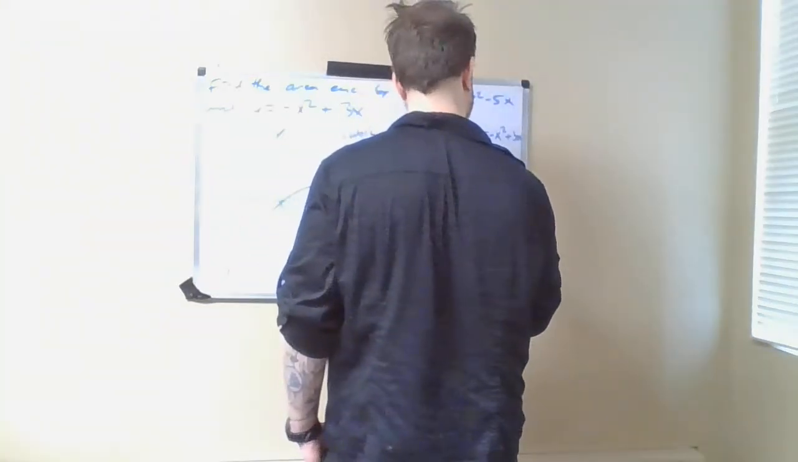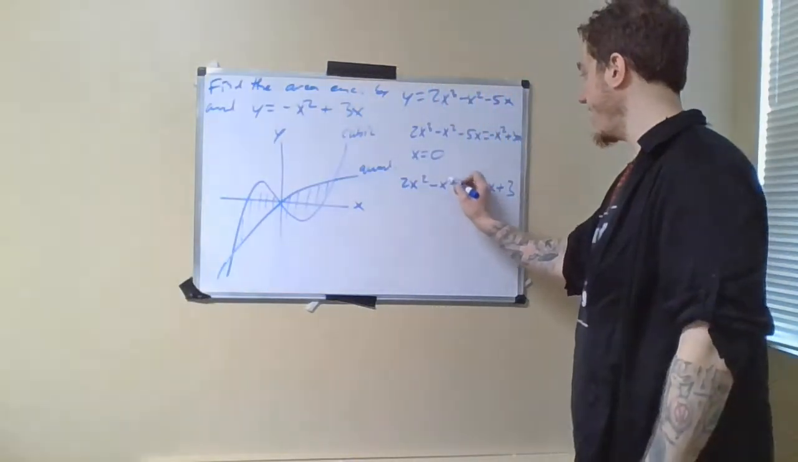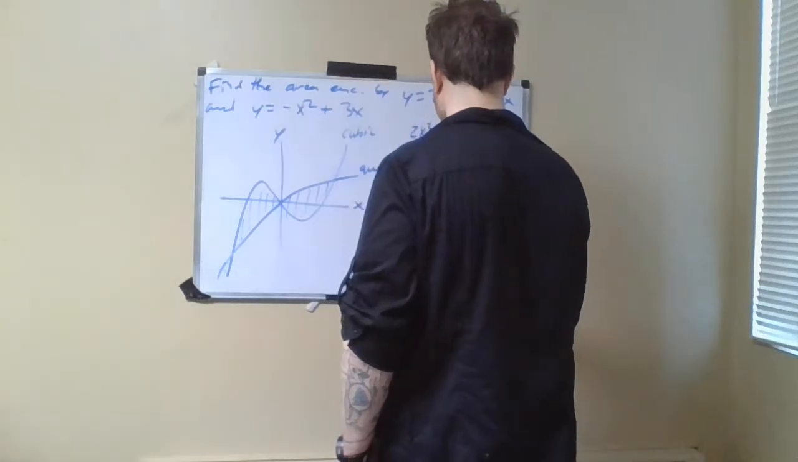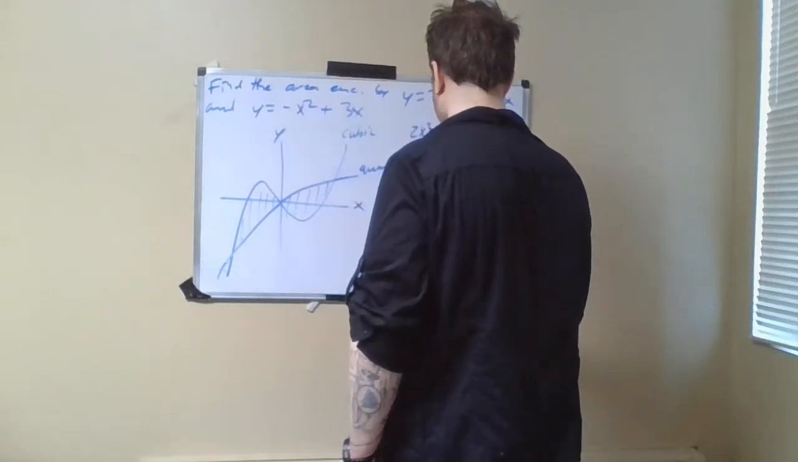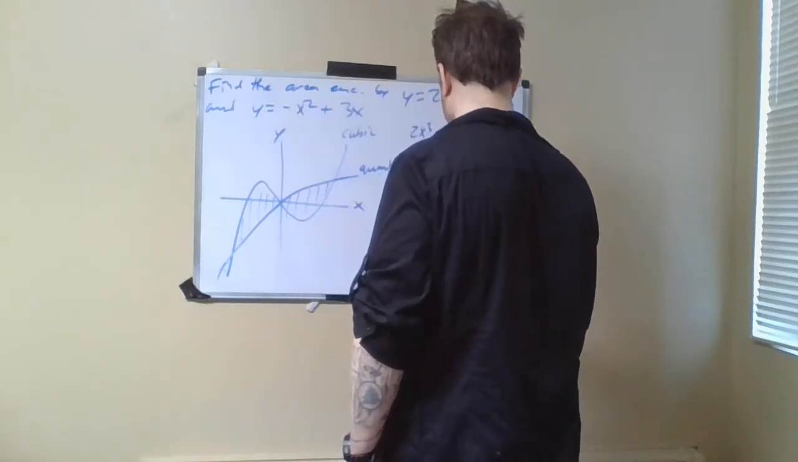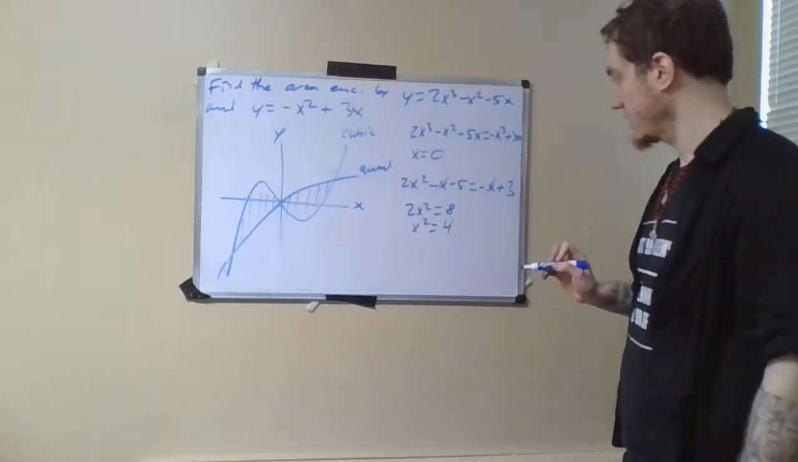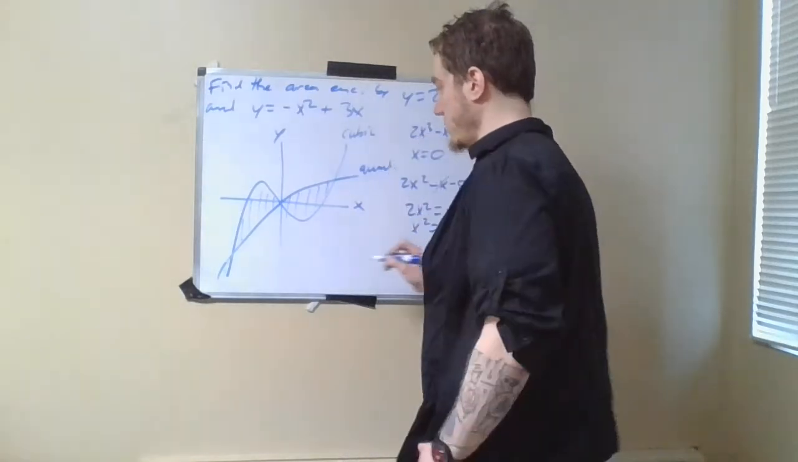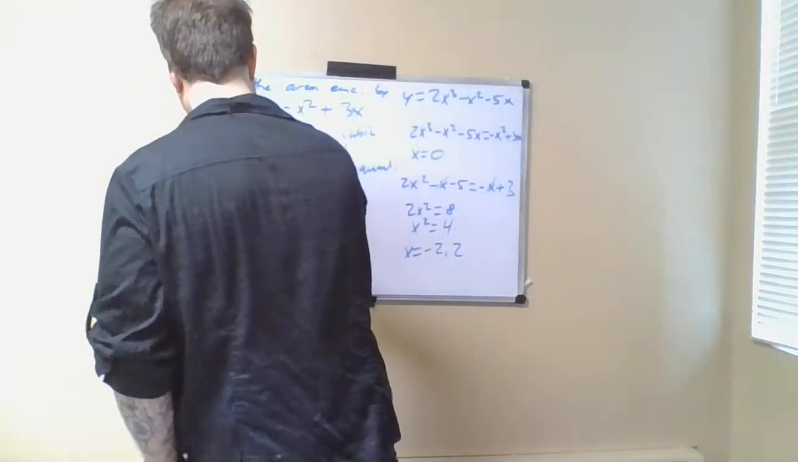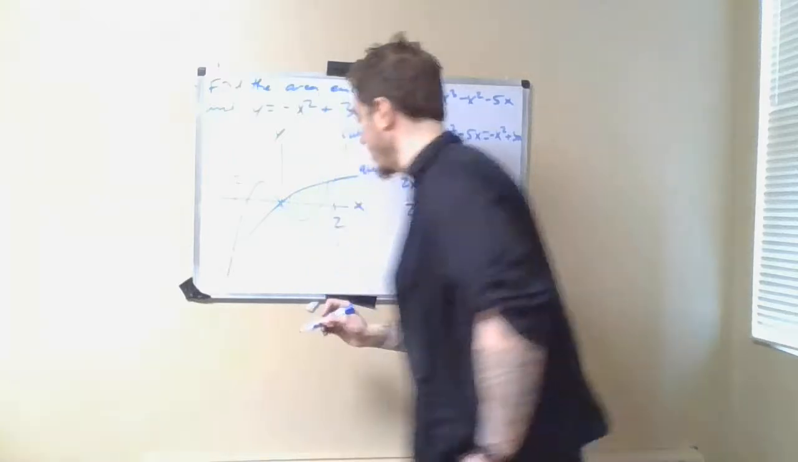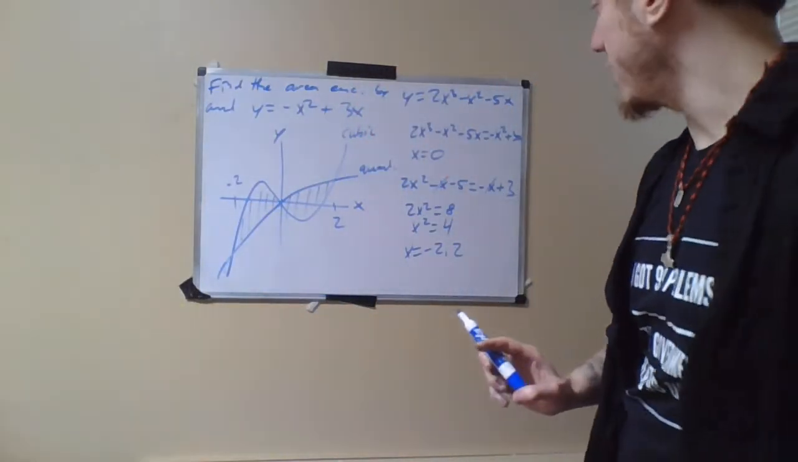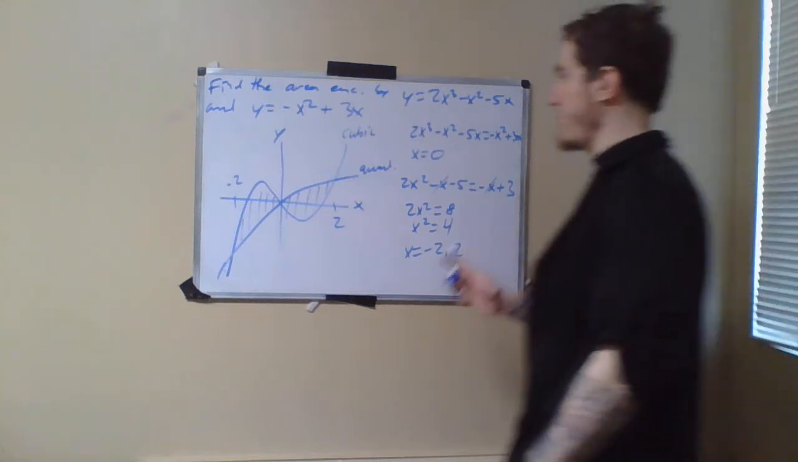And what is that going to become? So if I start solving this, the negative x's are going to cancel on both sides. And this leaves me with 2x squared is equal to 8, or x squared is equal to 4. So that gives me x equals negative 2 and x equals positive 2. So this intersection happens at negative 2 and this intersection happens at positive 2. Hopefully everybody is okay with what we've said so far about that.